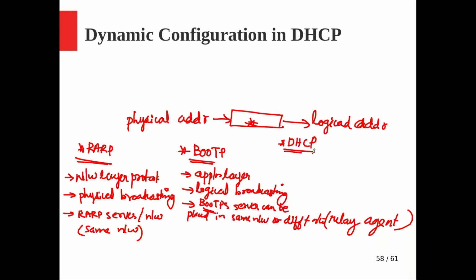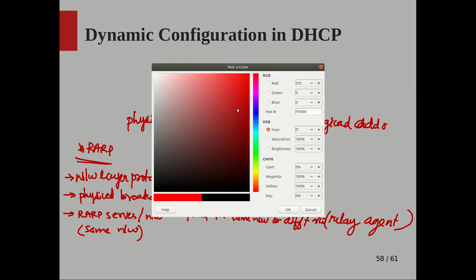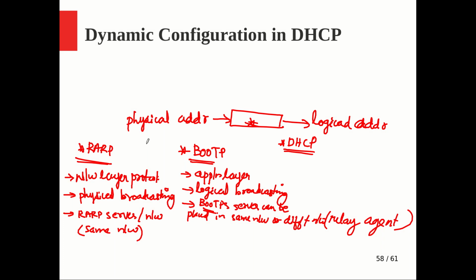So what makes it special? First thing, just like BOOTP, many things are the same for DHCP also. Let me take a different color for DHCP. DHCP is also an application layer protocol. It also uses logical broadcasting, or broadcasting in the network layer. Here we have a DHCP server instead of a BOOTP server, and it is backward compatible, and it can be placed in the same network or a different network. If it is in a different network, we still have the relay agent.